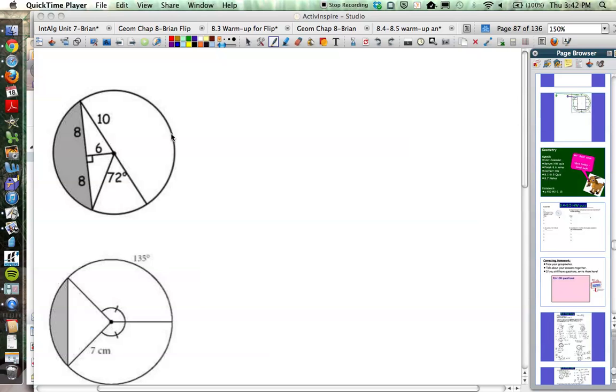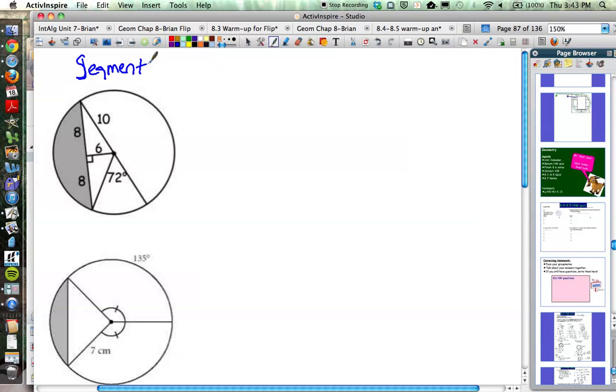Four more examples for slices of circles. This next one right here is a segment of a circle. And so remember, a segment of a circle is going to involve getting the sector of the circle and subtracting off the area of the triangle right there.